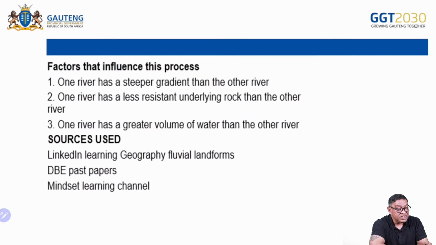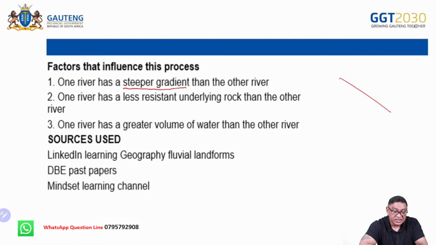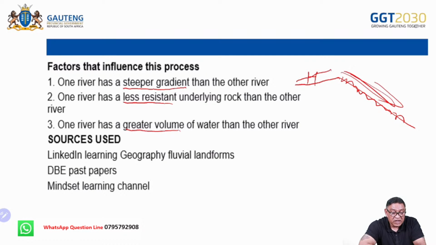One of the factors is if the river flows over a steeper gradient compared to the other one, it will have more energy. If a river has less resistant rock compared to the other, meaning softer rock, it'll be able to erode more than the harder rock. If a river has a greater volume of water, this river has less volume, this river has a greater volume, and a great volume of water, we learned, will erode more because it'll have more energy.